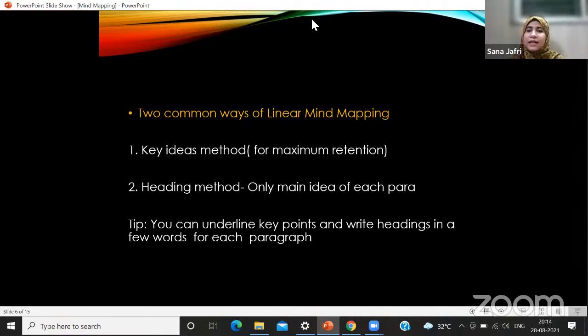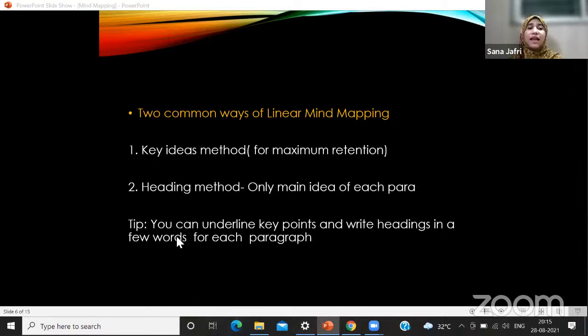One is the key idea method. What happens in this? Key idea method में आपको सारे key ideas जो होते हैं ना, वो बिल्कुल brief में लिखना है. Class, we don't write complete sentences. We use symbols. We use notations. In minimum words, we are going to pick up all the key ideas. That's the key idea method.